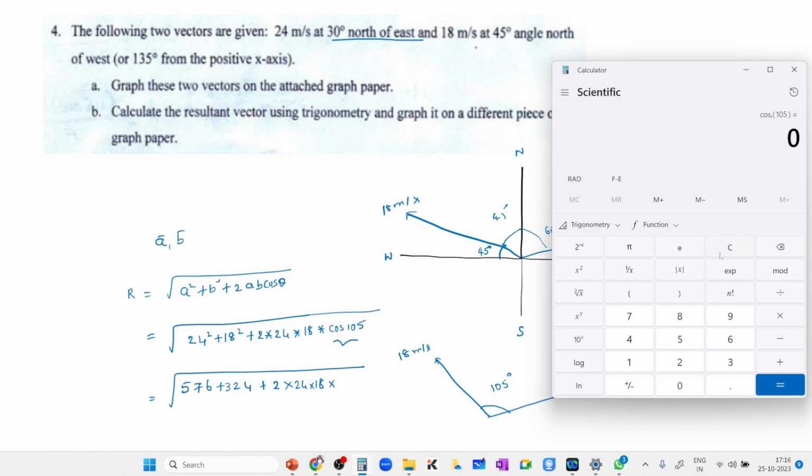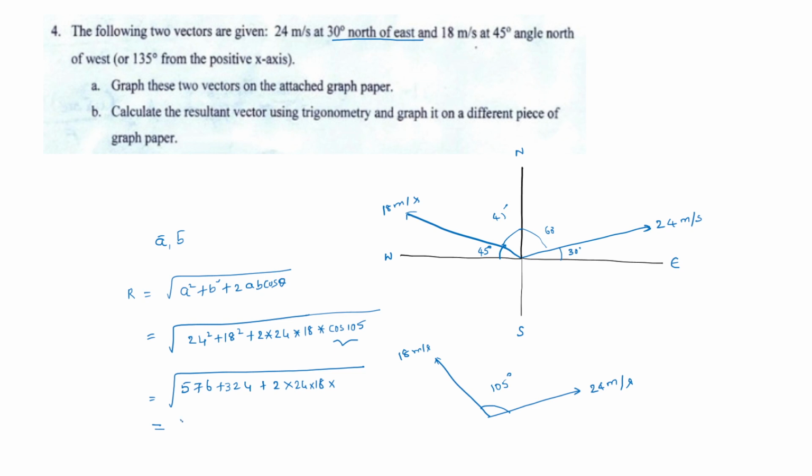On the calculator, root of 24 square plus 18 square plus 2 times 24 times 18 times cos 105. Yeah, so it's approximately equal to 26.007. Exactly, cos 105 is cos 90 plus 15, and it is in the second quadrant, so it will be negative. Okay, so even if you get through this, you'll get the same answer approximately. I'll show you.